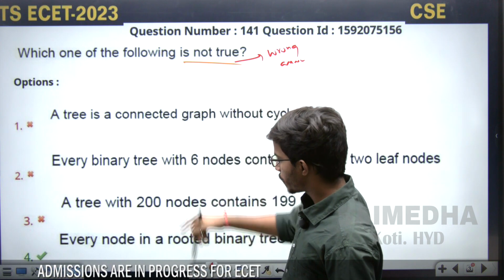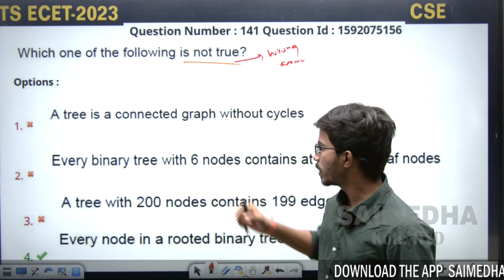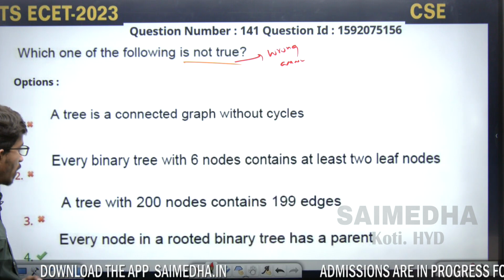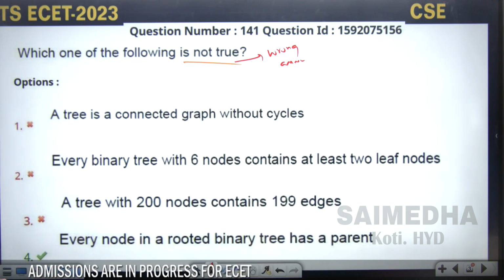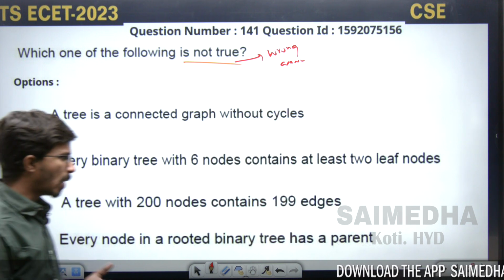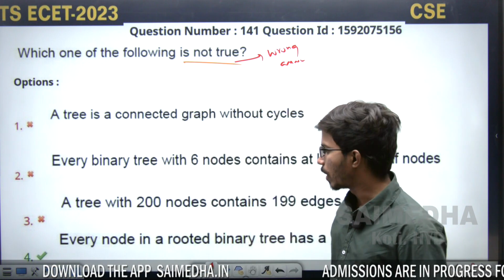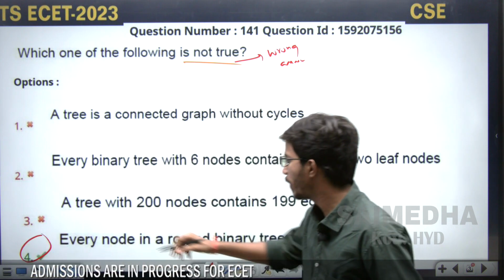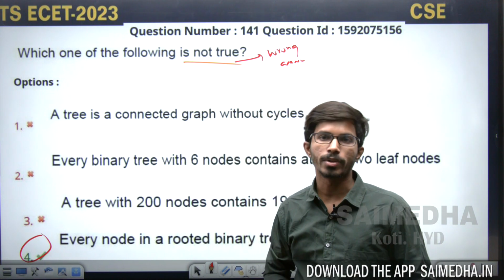So if you see the options quickly, a tree is a connected graph without cycles. Next option, every tree with 6 nodes contains at least 2 leaf nodes. The third option, a tree with 200 nodes contains 990 edges. Every node in a rooted binary tree has a parent. Among all the options, a few are right and one option is wrong. The fourth option is the wrong option: every node in a rooted binary tree has a parent. That's not a true option, right?